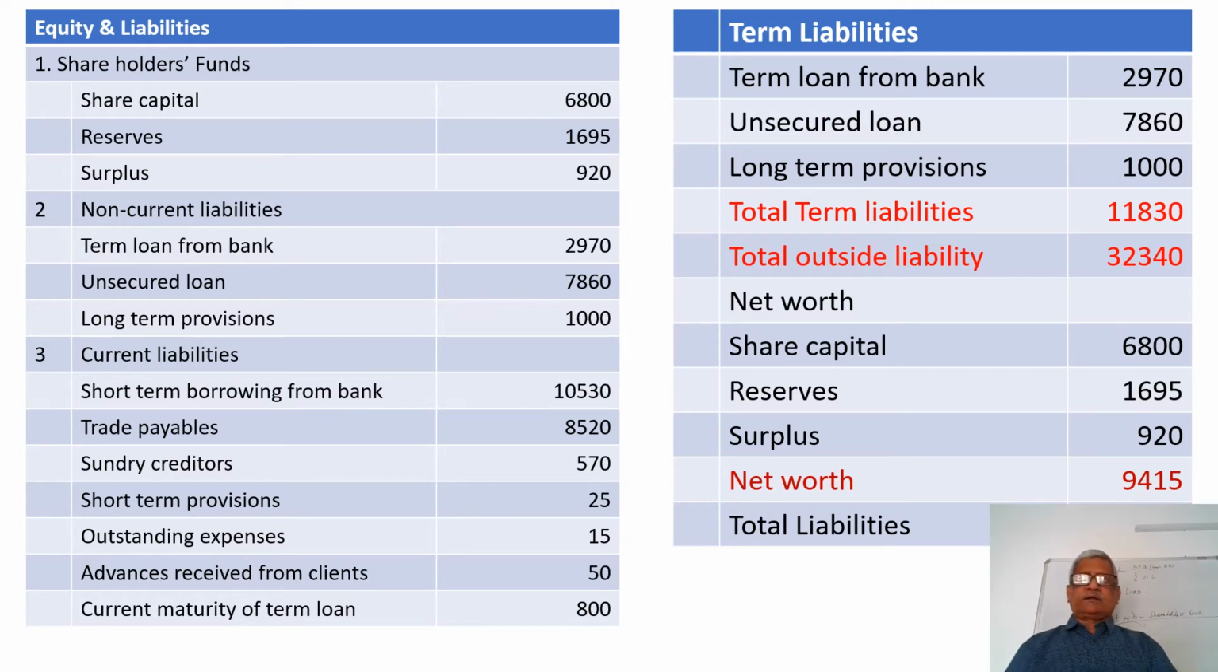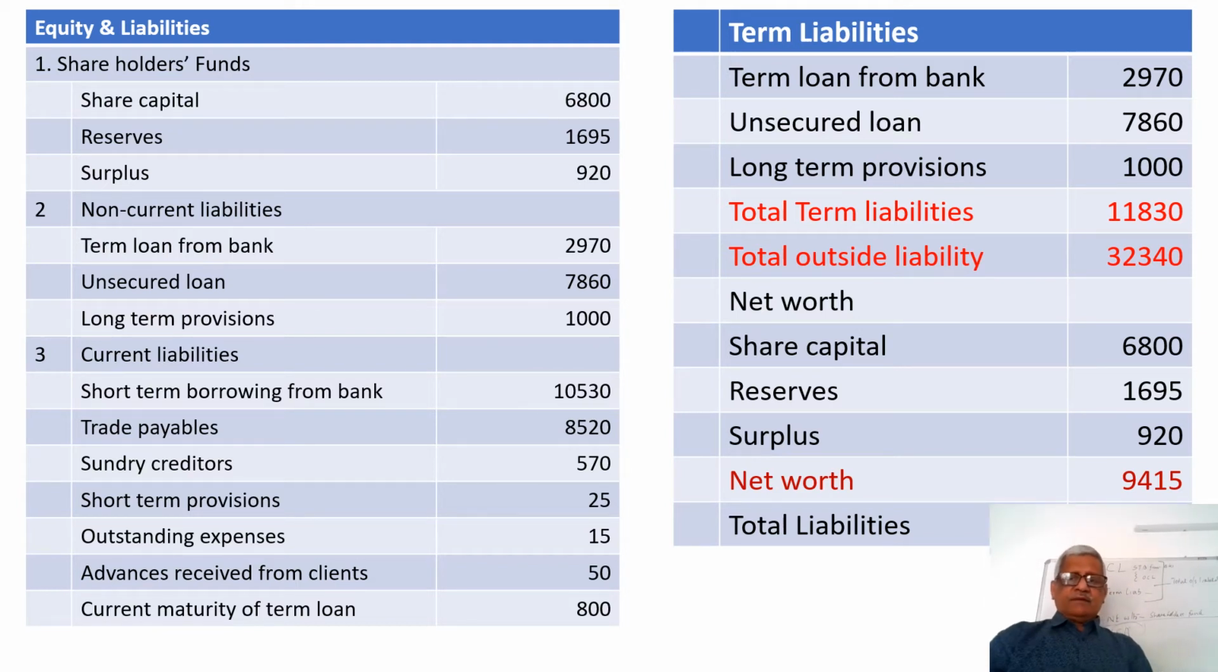And long-term provisions. Long-term provisions we have already said, that is any provision that is made to meet a liability which may occur after a period of 12 months. So we have total term liability, that is a sum of term loan from bank, unsecured loan and long-term provisions, and total outside liability. Total outside liability means current liability plus term liability. That is what is to be paid to outsiders. What is to be paid to the owners is called net worth.